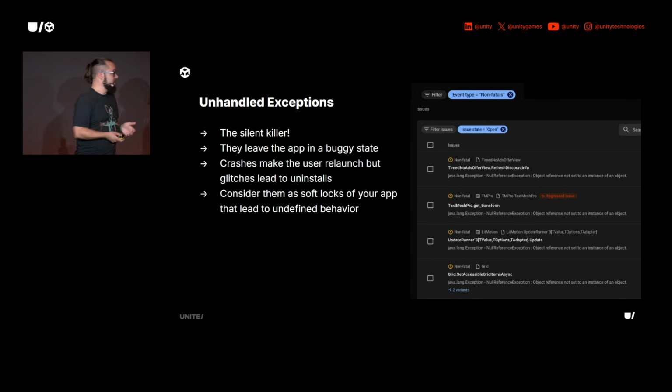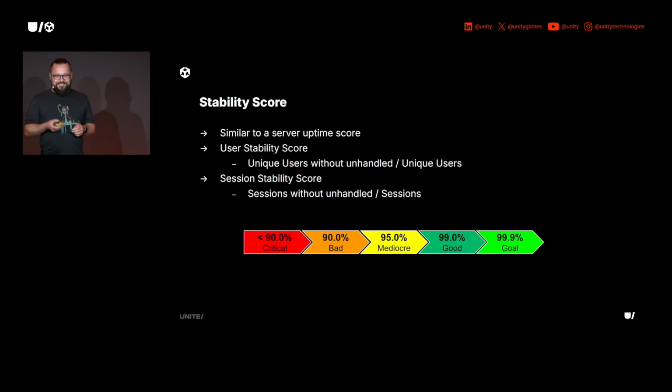So what you can do about these: first, consider them with respect. If unhandled exceptions go up, that's a code red for some of you. And we could introduce something like the stability score. The stability score comes inspired by Bugsnag, a tool that has this score. So if you're using it, you already have it. But it's very simple. You can compute it yourself.